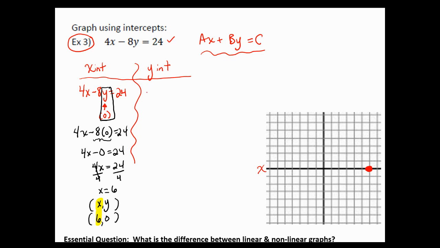Okay, now we're going to do the same for the y-intercept. So I'm just writing down the original equation again. If you're looking for the y-intercept, you make the other letter 0. So we make this 4 times 0 minus 8y equals 24. So if you want the y-intercept, you make the x 0.